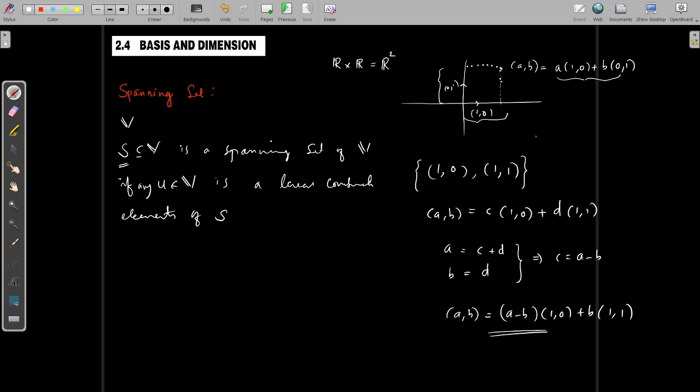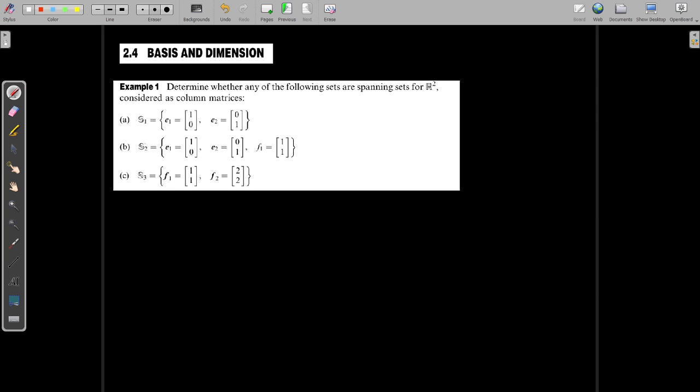So here {(1, 0), (1, 1)} is a spanning set, and the set {(1, 0), (0, 1)} is also a spanning set. So these sets have these properties. In general, if you take any vector space V, you can define a spanning set in this manner. Now we have some examples.